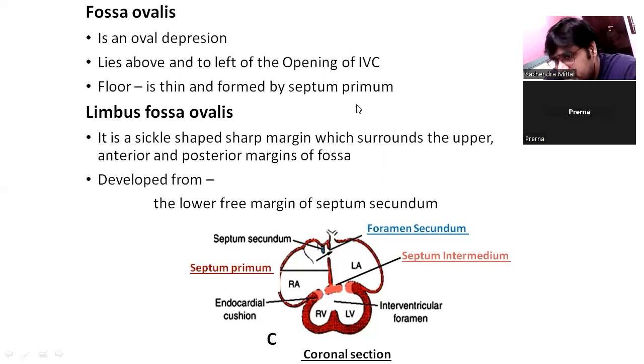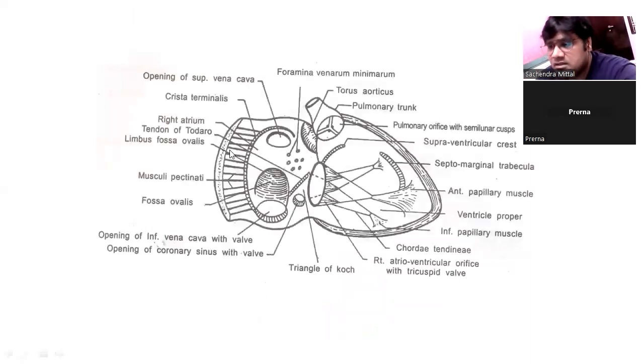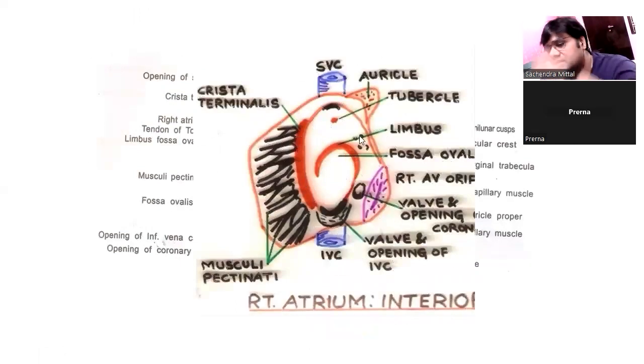So remember one point: the fossa ovalis is formed by the septum primum, which comes from below, and the limbus fossa ovalis, that is the free margin, is formed by the septum secundum, which comes from the roof. This is the part that you have to remember. This is the diagrammatic representation which you can draw in the exam. It is very important. See this, this is how you can draw.